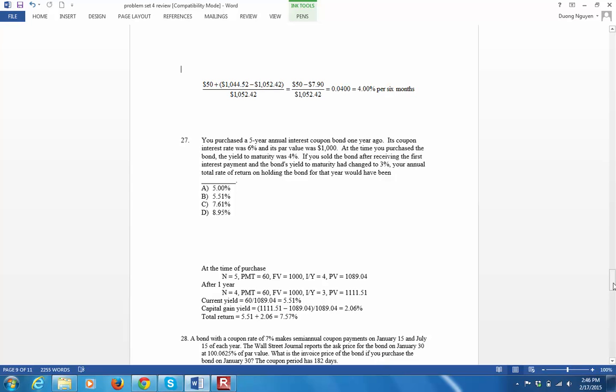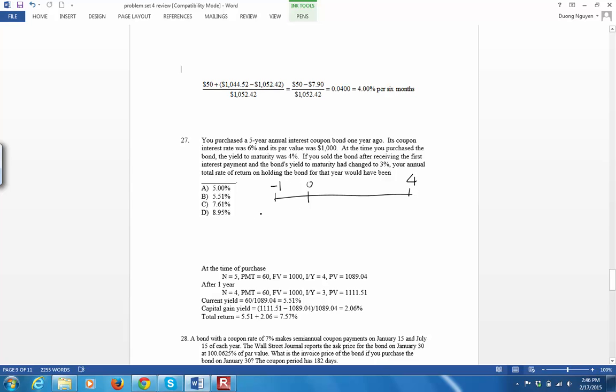Number 27, very similar to what we did before. You bought a bond 1 year ago, so today is time 0. The bond had 5 years to maturity 1 year ago, and now you have only 4 more years to go. At the time you bought the bond, the yield was 4%, and you sold the bond after receiving the first coupon payment.